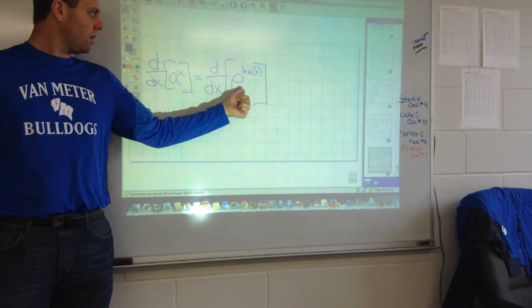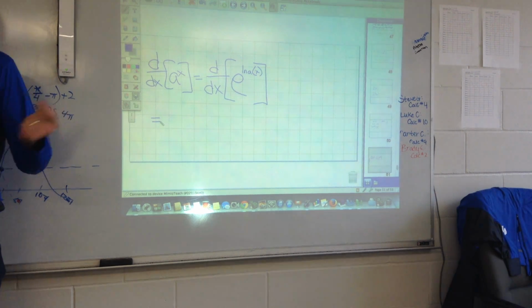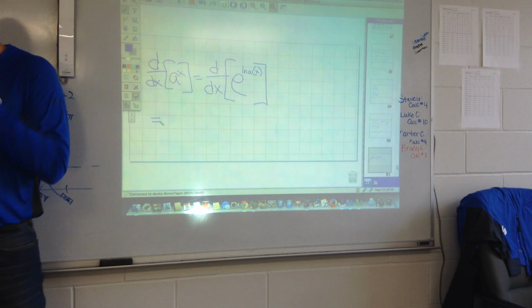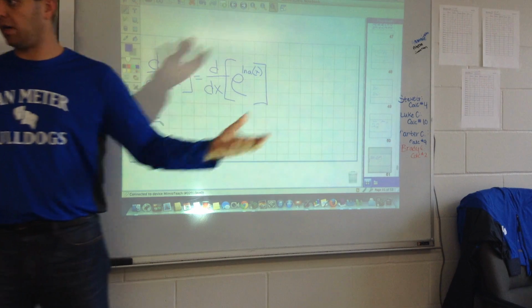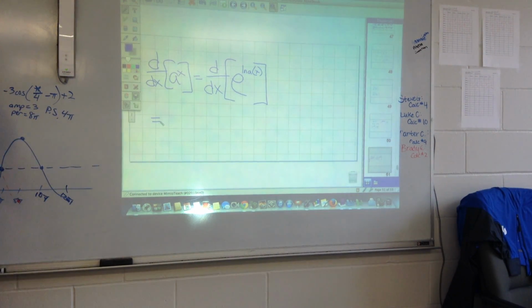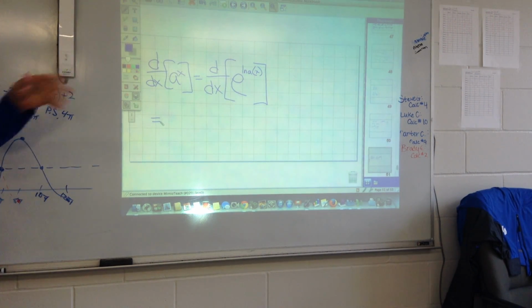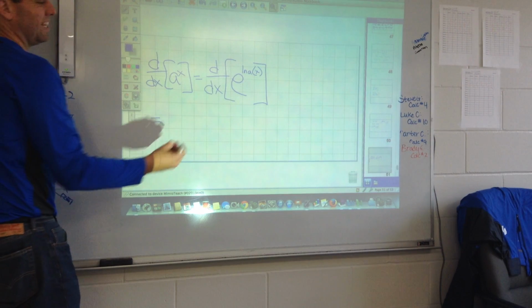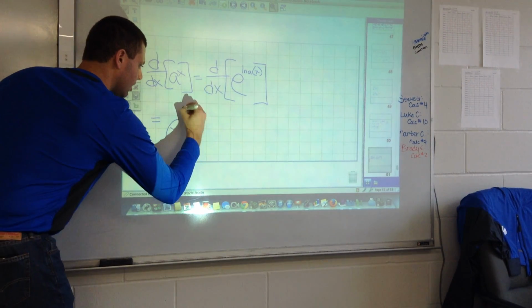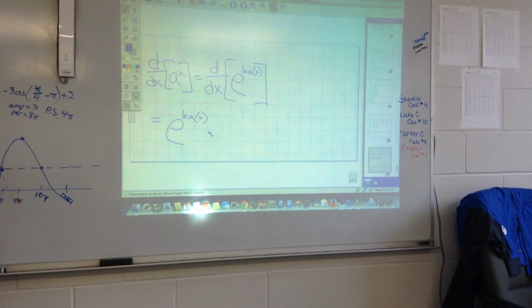So, what is the derivative of e raised to some power? How do you do the derivative of e to the 7x? The derivative of e to the 7x would be e to the 7x times 7. So we're going to do it very similar here, except we don't have 7, we have ln a. So the derivative of e to the ln a times x would be e to the ln of a times x, times ln a.